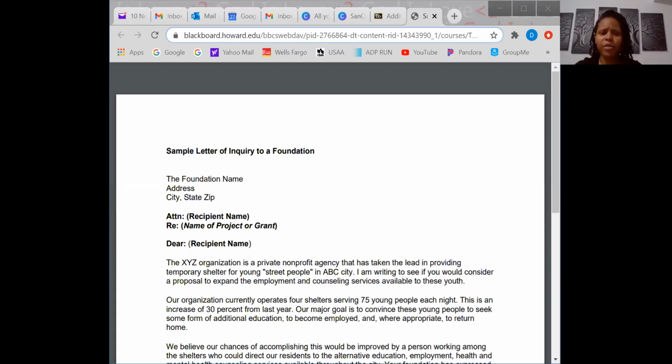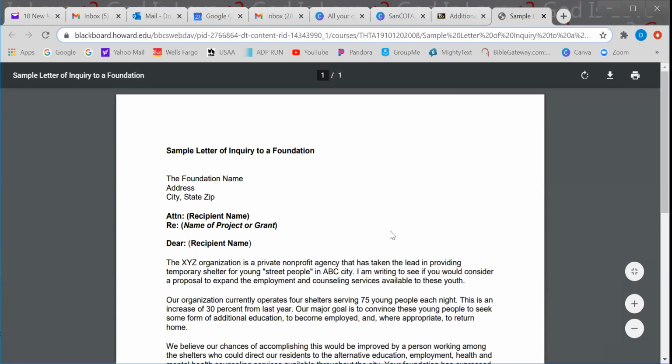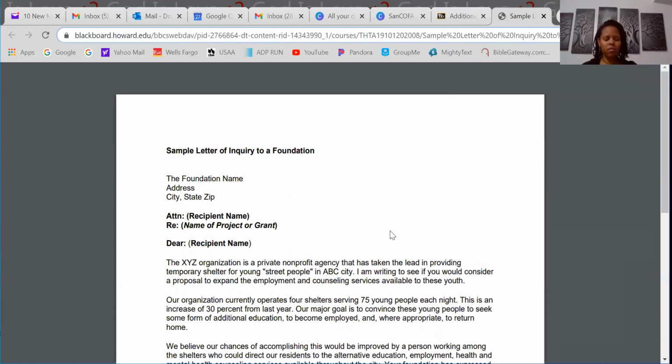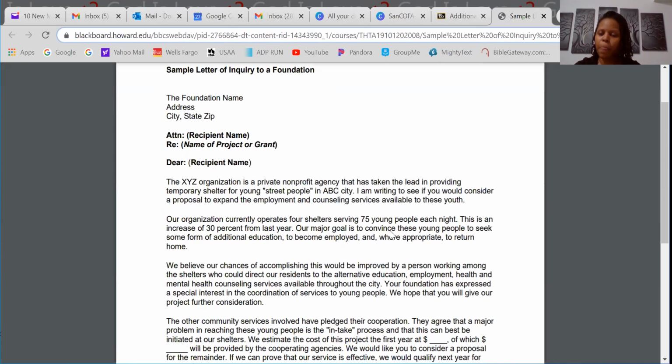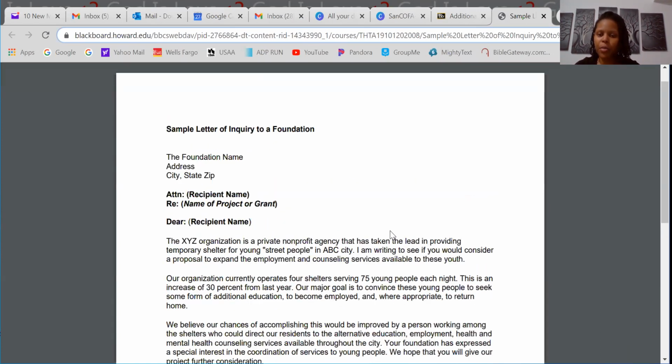Are you all able to see this sample letter of inquiry to a foundation? Yes. Okay. So I'm just going to go through one of the resources. Again, additional resources are available for you, but we'll just go through this one briefly just to give you an idea. This is a very cut and dry template that allows you to pull some ideas on language or just formatting in regards to layout.